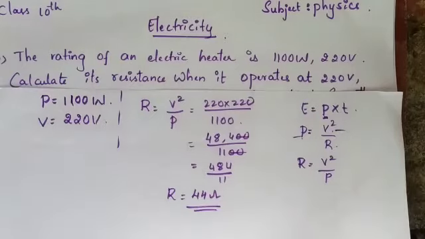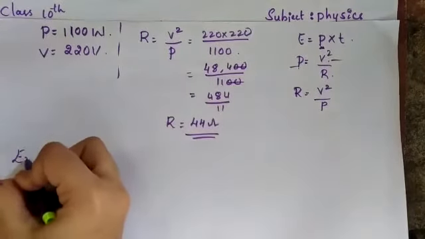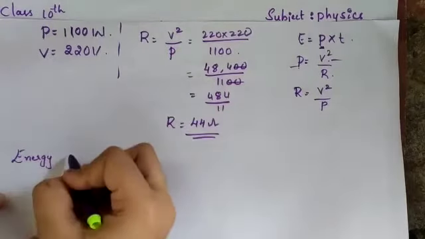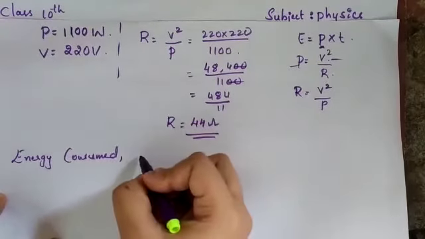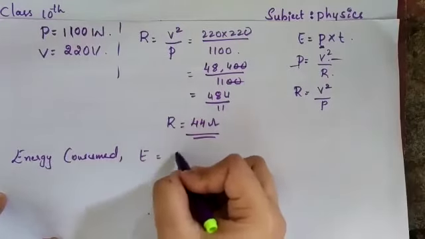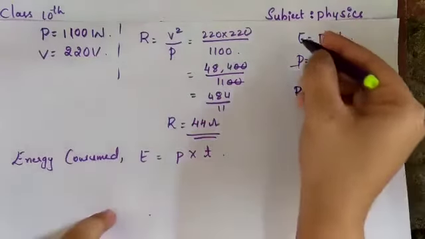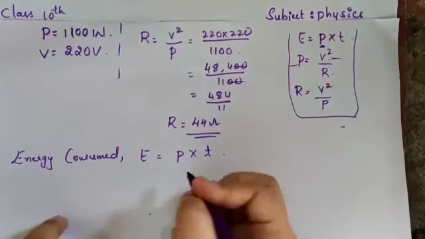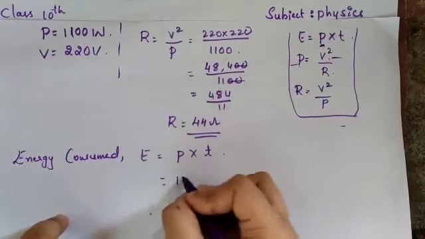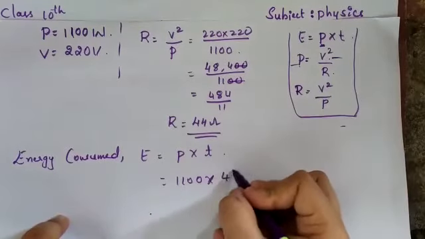Next, what they have asked is the energy consumed. Energy consumed E is equal to P into T. For all this energy consumed or power dissipated, we are using these formulas itself. Remember these formulas. Then energy will be equal to P, which is 1100, and T is given as 4 hours.